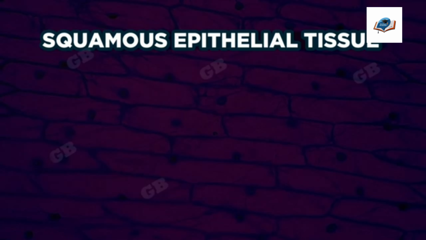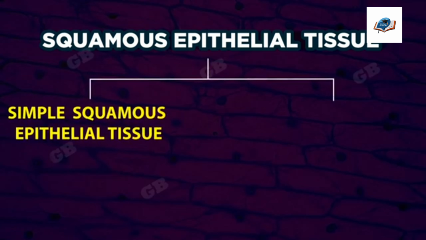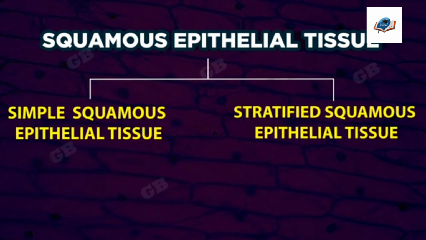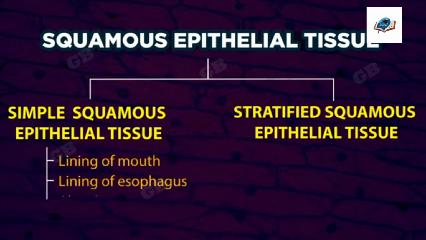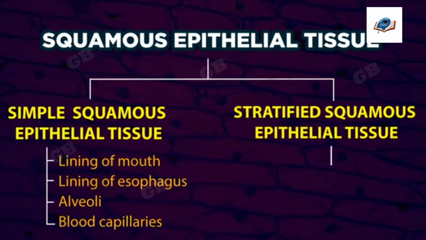Squamous epithelial tissue is divided into two types: simple squamous epithelial tissue and stratified squamous epithelial tissue. Simple squamous epithelial tissue is found in the lining of the mouth, lining of the esophagus, alveoli, and blood capillaries. Stratified squamous epithelial tissue is found in skin.